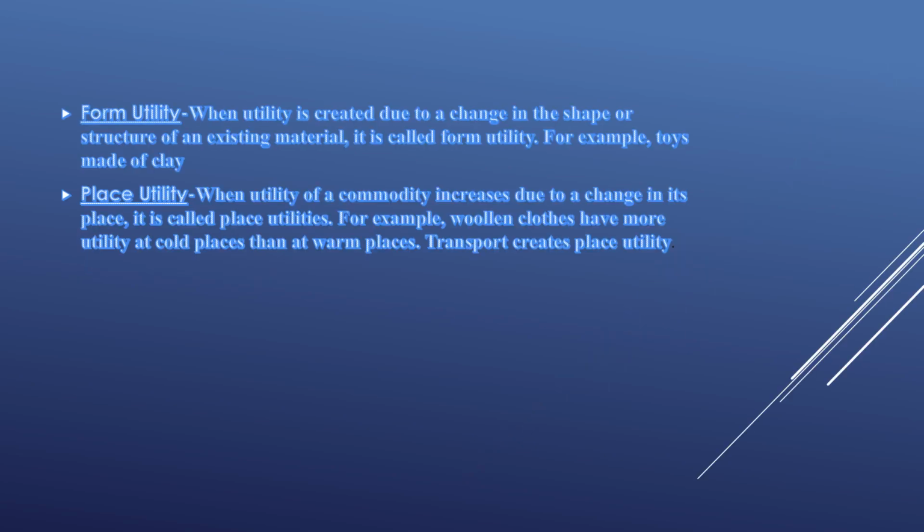When utility is created due to change in the shape or structure of an existing material, it is called form utility. For example, toys made of clay. So basically, if there is any change in the shape or structure of an existing material, using that material we change that shape. If I have a wooden log, and I call the carpenter, and from that wood I make one chair or one table, the shape has been changed.